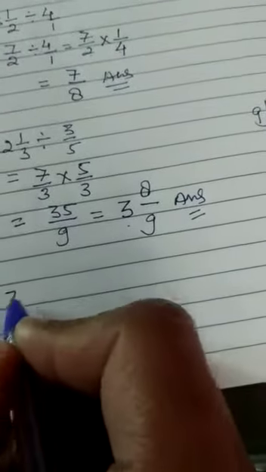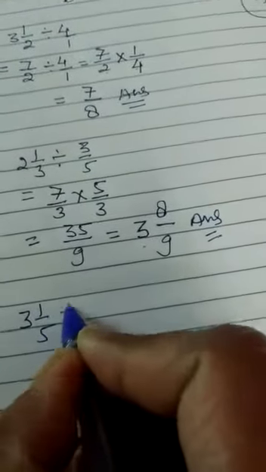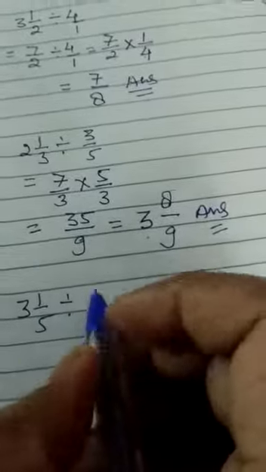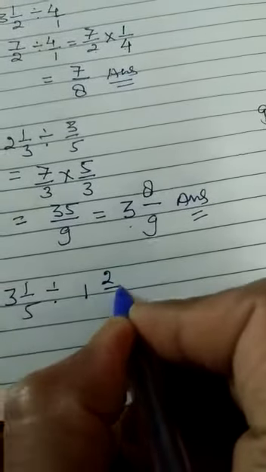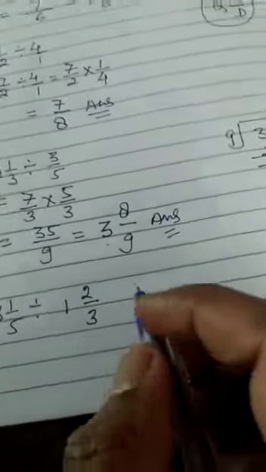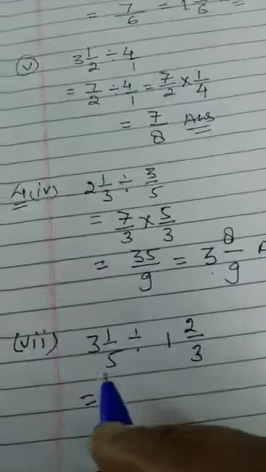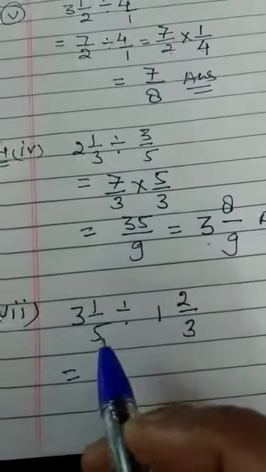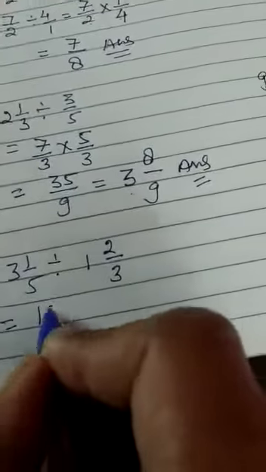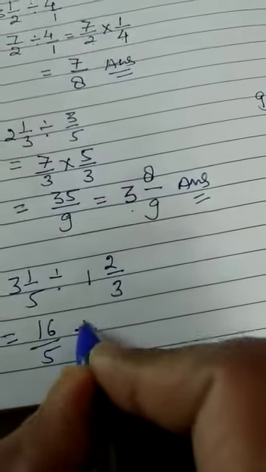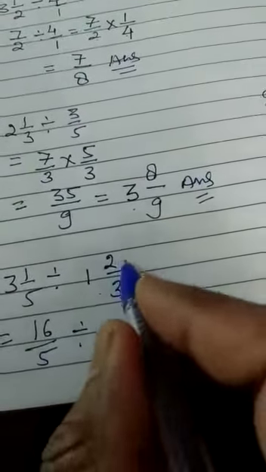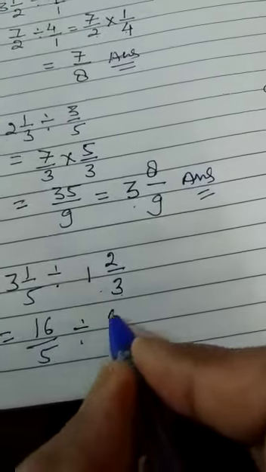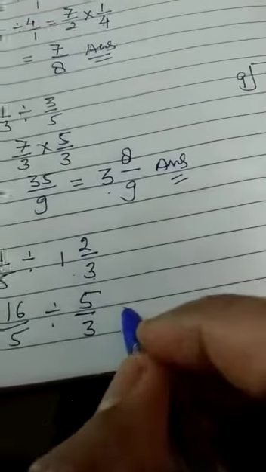This is 3 and 1 upon 5 divided by 1 and 2 by 3. This will be similar manner. 5 3 ja 15, 1 is 16, 16 by 5 divided by 3 1 ja 3 plus 2 is 5, 5 by 3.